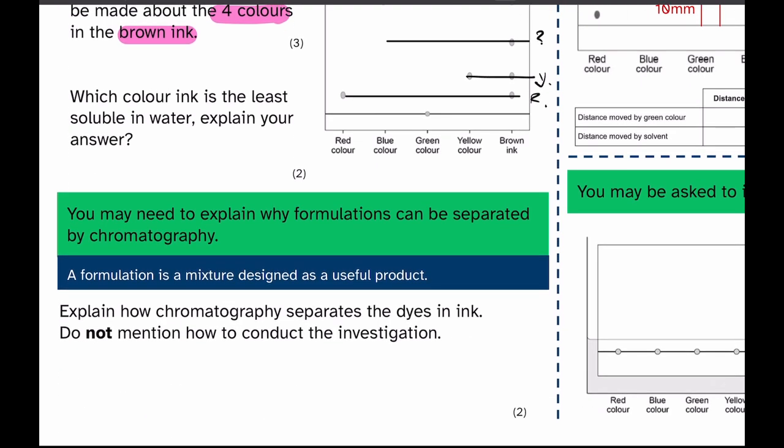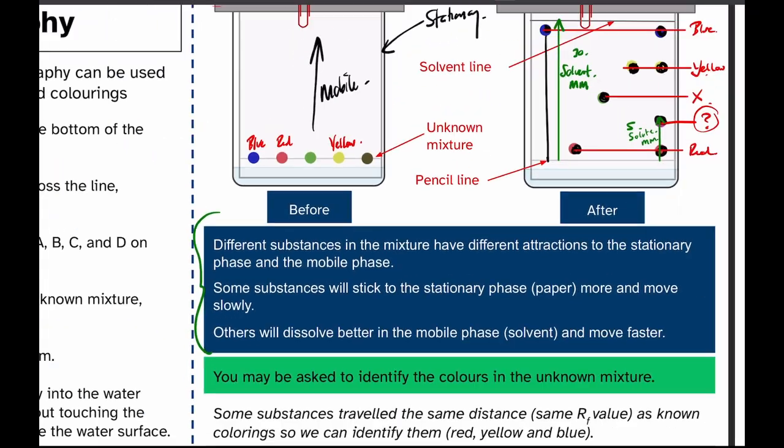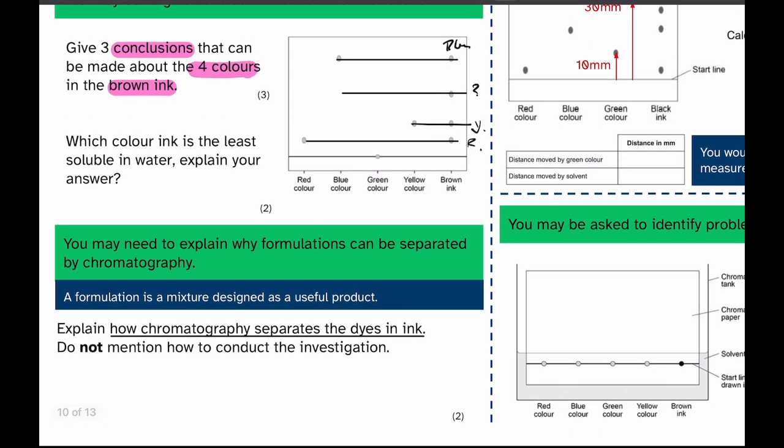We might need to explain why. So we've just said here, explain how chromatography separates the dyes in ink. It's not wanting you to write your method. It would just be a description of this. So you would just say that the dyes dissolve with different solubilities into the solvent, in this case the water, and some are more attracted to the paper. As the water or the solvent moves up the paper, the ones that are more attracted to the paper will get left behind, and the ones that are most soluble will get carried the furthest. That's how we describe it.